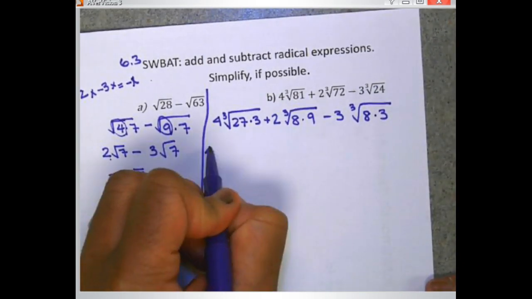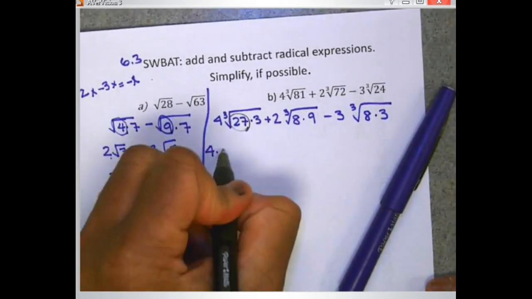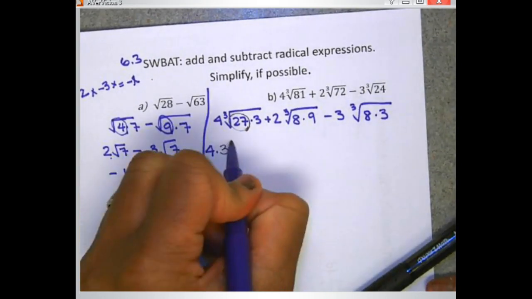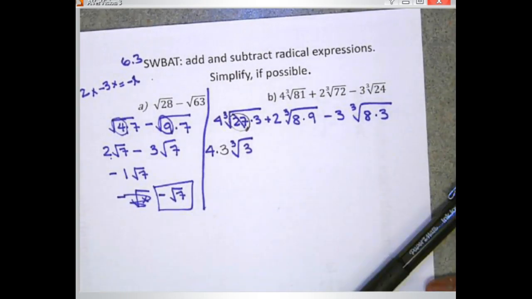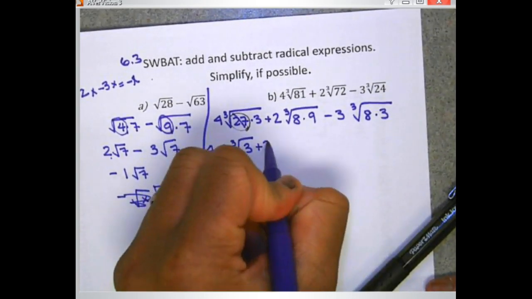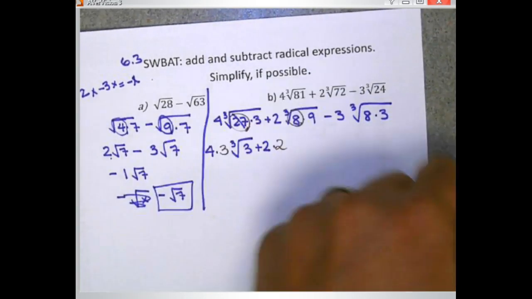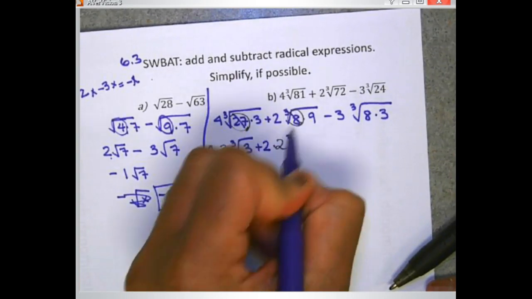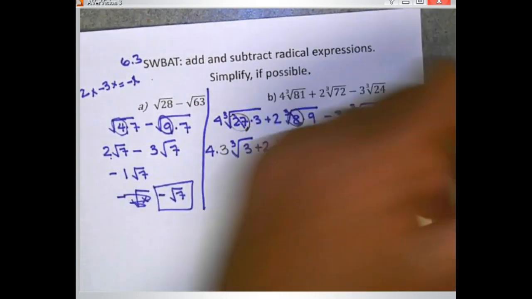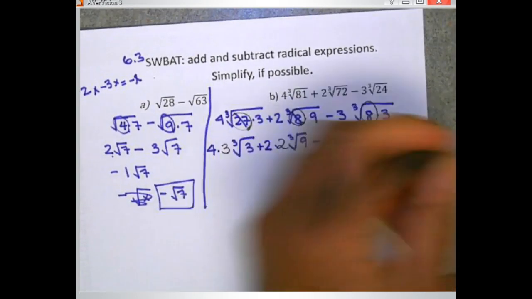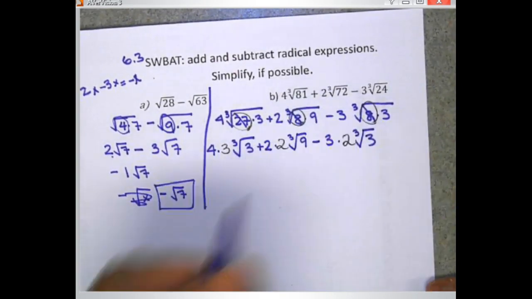So this is 4 times, what's the cubed root of 27? 3. And then I still have this cubed root in there, and 3 is still in there, so I just took that one out. Plus 2 times, what is the cubed root of 8? I know you're wondering, 2. And then I still have, so this is gone, I still have the cubed root of 9, minus 3 times, again, the cubed root of 8 is 2, so I'm taking that out. And then I still have cubed root of, this is gone, 3 is still in there.